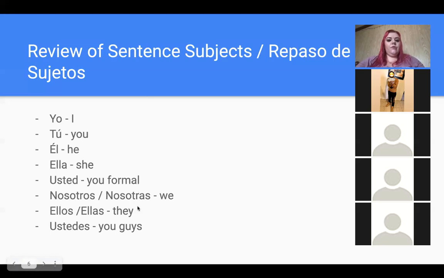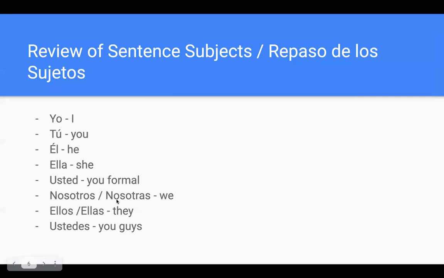And nosotros or nosotras is we. Ellos or ellas is they. And let me explain these two a little bit, which I did, but we'll go over it one more time. Nosotros and ellos is for a group of men. So we, like a group of men. They, a group of men. Nosotras and ellas is for a group of women. So if I was with a group of friends and we were all women, you would say nosotras. If you're talking about a group of complete women, you say ellas.